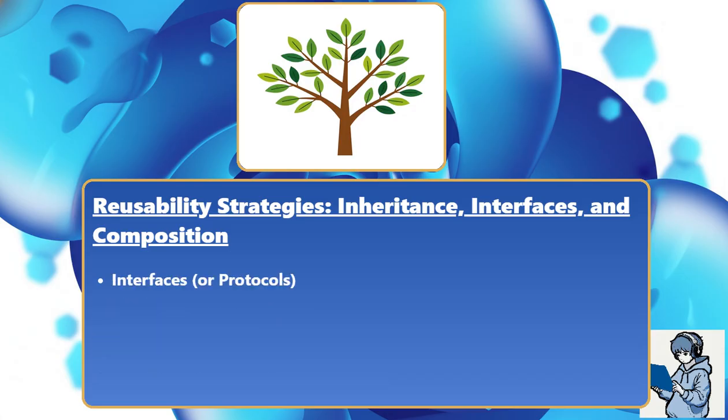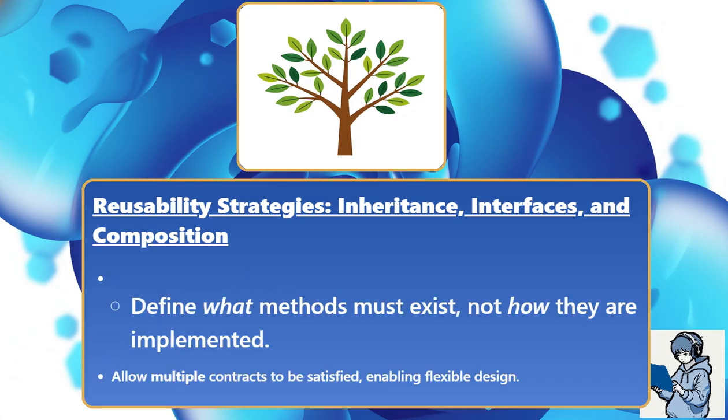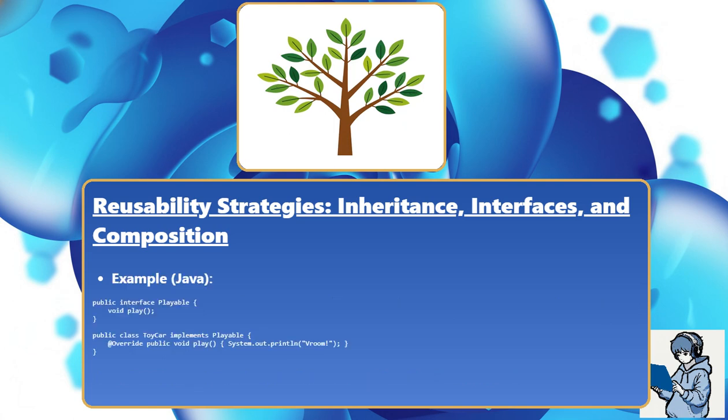Heading: Interfaces or protocols. Bullet 1, define what methods must exist, not how they are implemented. Bullet 2, allow multiple contracts to be satisfied, enabling flexible design. Example in Java. A public interface named Playable declares a method play. A public class named ToyCar implements Playable and overrides the play method to print vroom.